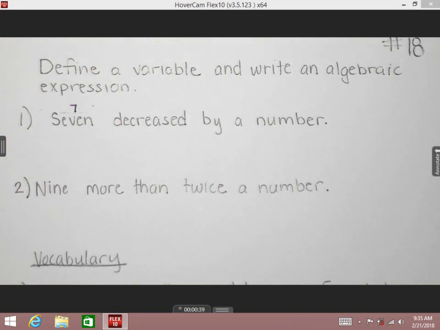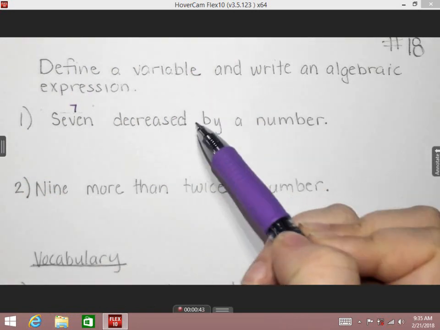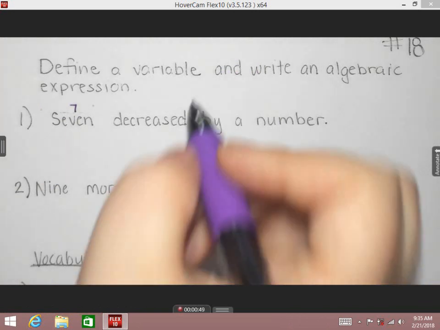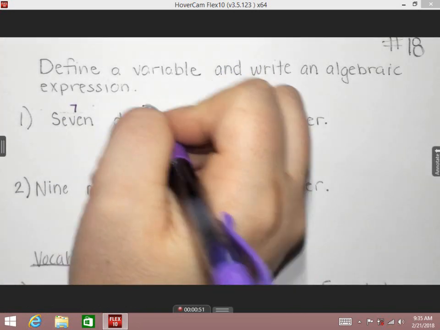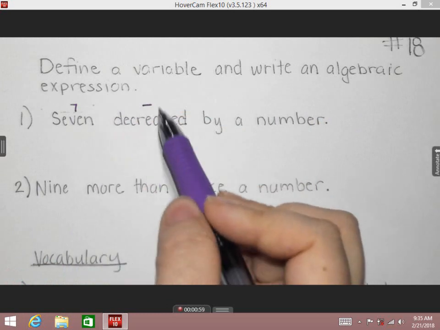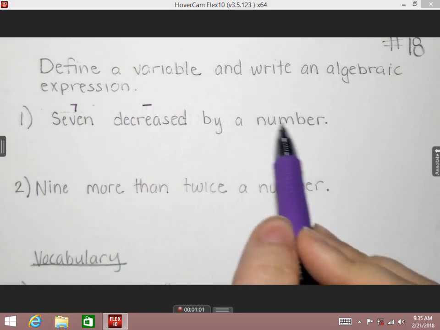Okay. Let's look at the next word. The next word says decreased. How could I change decreased to math? Caleb? It's subtraction. So if I'm decreasing something, I'm making it smaller, I'm taking something away, we're subtracting. All right, so it says 7, which now is the number, decreased, which is now minus, by a number.